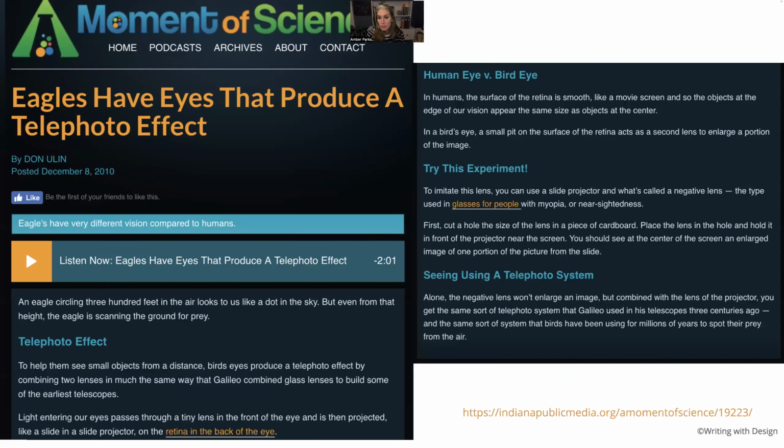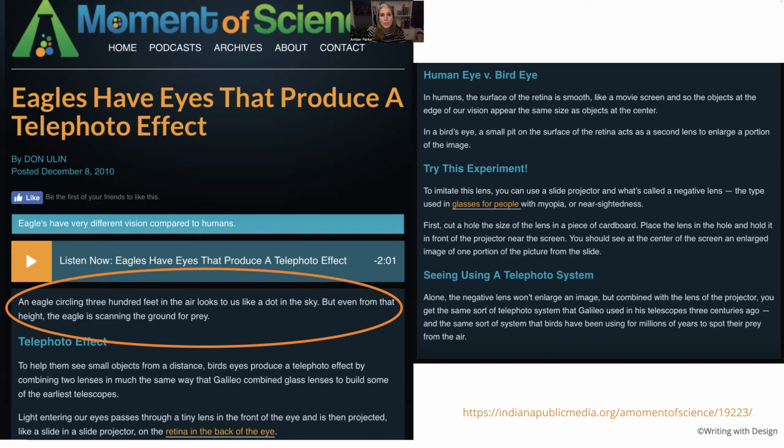What's being exemplified here is we went online, looked for what are small objects that eagles search for. And here is one of the sources that pulled up, A Moment of Science. And looking at the very first sentence here, "An eagle circling 300 feet in the air looks to us like a dot in the sky. But even from that height, the eagle is scanning the ground for prey." So we've got support. We have a source here to back up our background knowledge that we can pull into our writing.